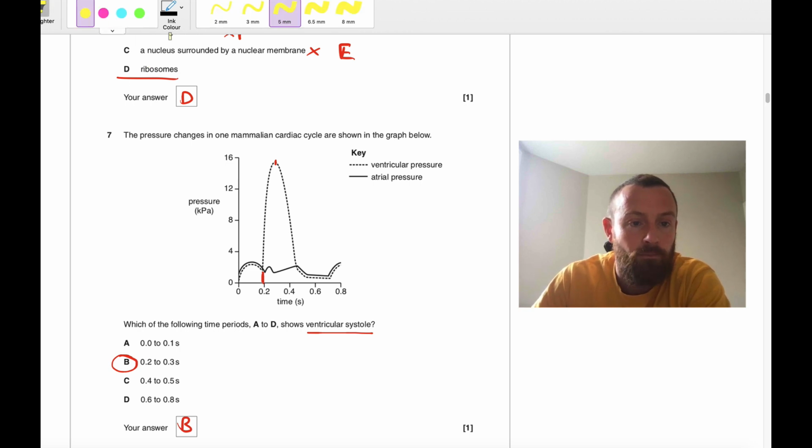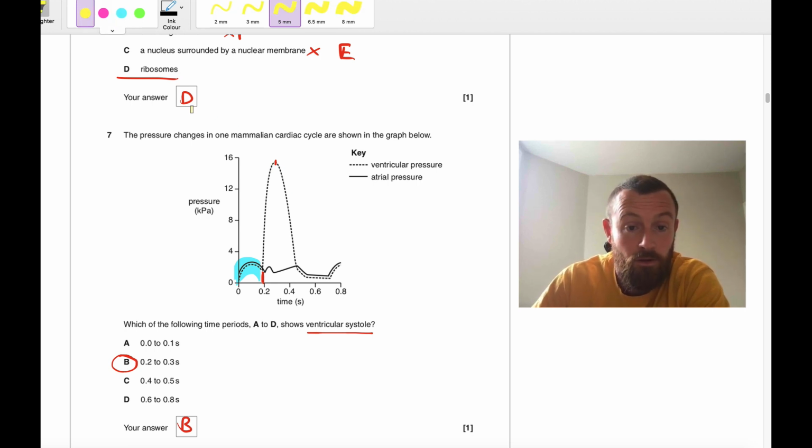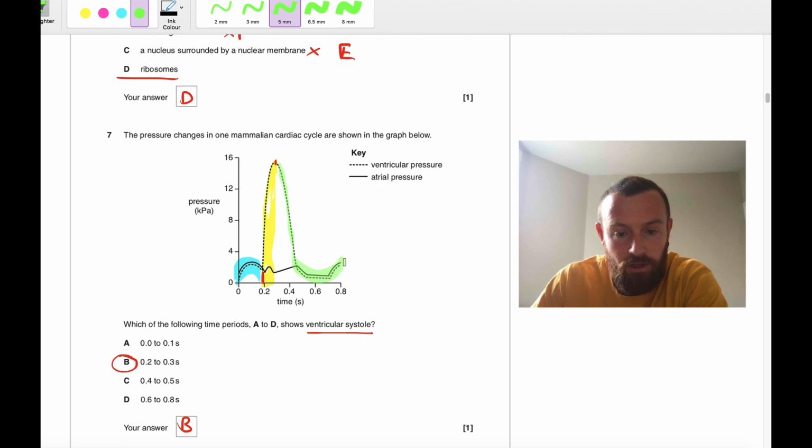Just so you are aware, this little bump here would be atrial systole, and the yellow phase here is ventricular systole, and then everything else would be the diastole. This would be the diastole.